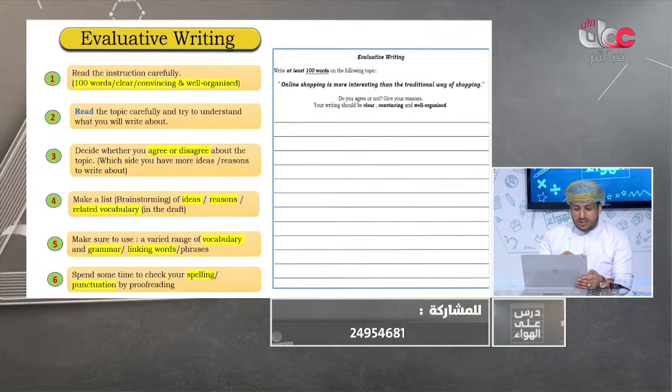First, you have to read the instruction carefully, and you have to know that you have to write 100 words. Your writing should be clear, convincing, and well organized. So we will read the question here. Online shopping is more interesting than the traditional way of shopping. Do you agree or not?